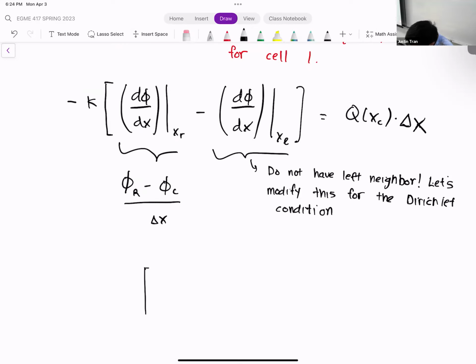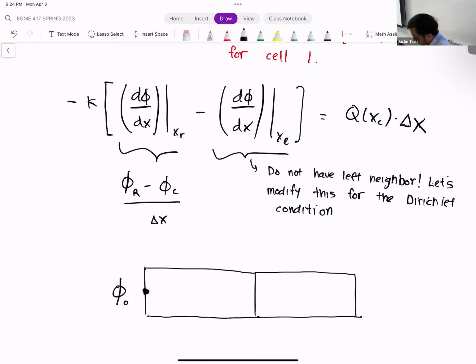Let me do this. So for cell 1 right here, we know that on the left-hand side here, we have phi is equal to phi naught. This right here is phi sub 1. This here is phi sub 2. Okay. We know the distance between phi sub 1 and phi sub 2 here is delta x, right? That means the distance between phi sub 1 and phi sub naught is going to be only half of that, right? So instead of traveling from the center of one cell to the center of another cell, we're traveling from the center of one cell to its edge. So this is just going to be delta x divided by 2. Okay.